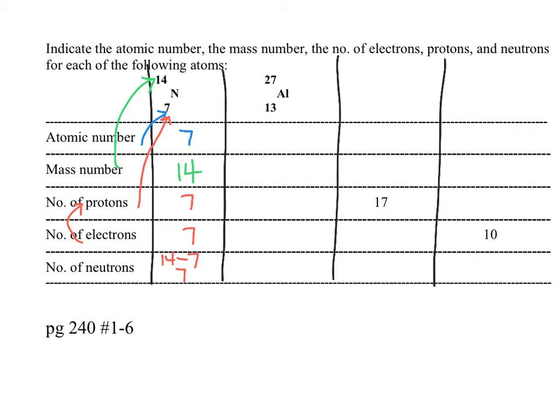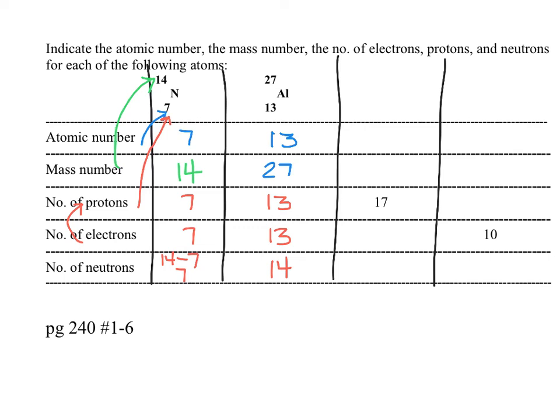Let's try aluminum. So aluminum would have, you guessed it, 13 as the atomic number. The mass number for aluminum is 27. How about the protons, neutrons, and electrons? Do you think you can do that one all on your own? Good job. 13 protons, 13 electrons, and 14 neutrons as I take 27 minus 13.